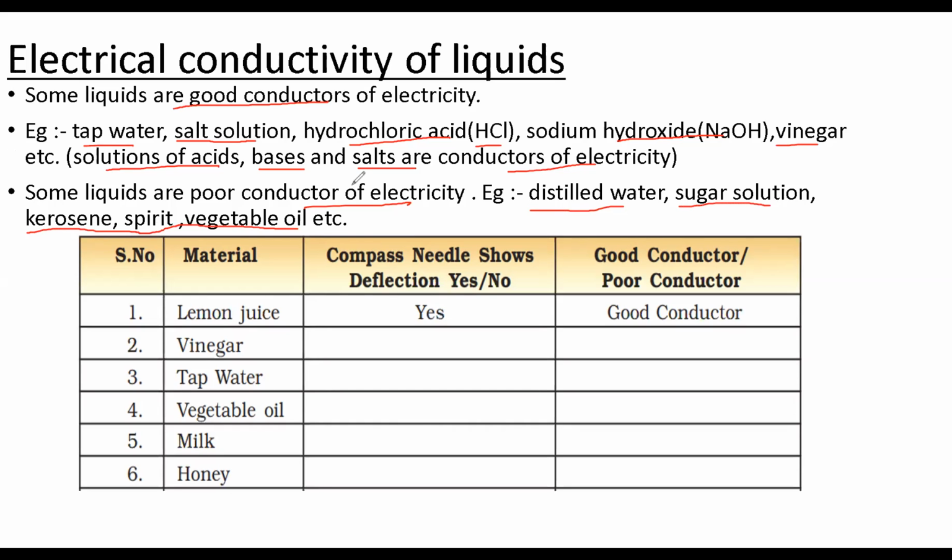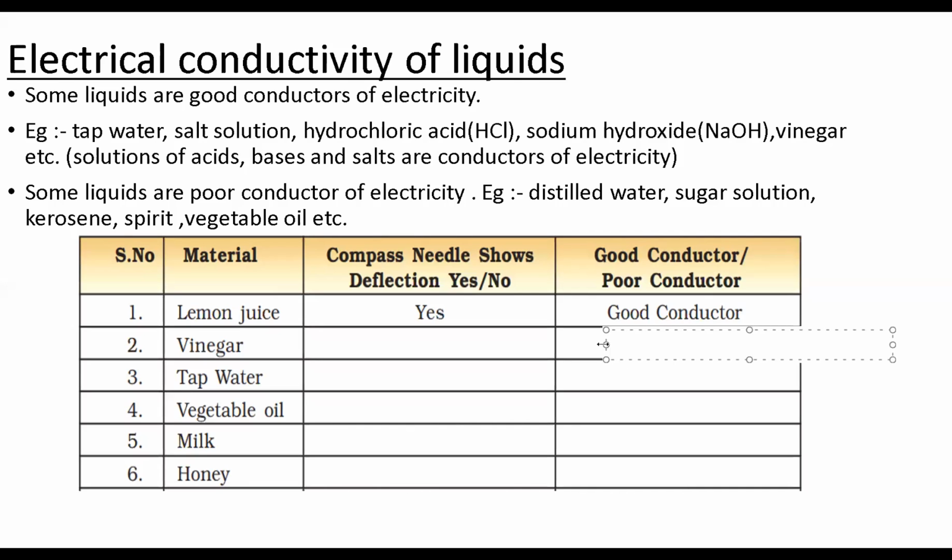Now there was a table in your textbook which I had asked you to fill in. Here we will be solving it directly. We will write the answer in the last column, that is, good or poor conductor. If it is good, the needle will show deflection, and if it is poor, it will not show deflection. So what do you think about vinegar? Is vinegar a good conductor or a poor conductor?